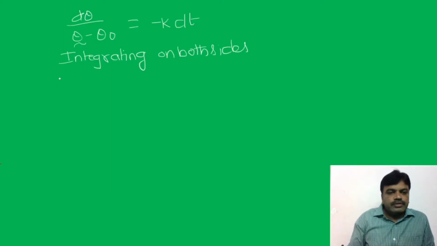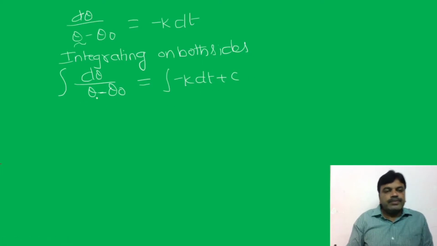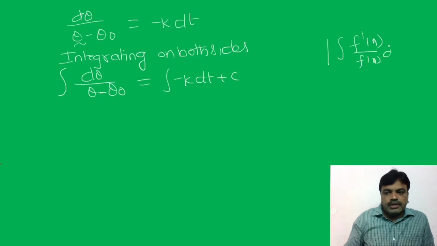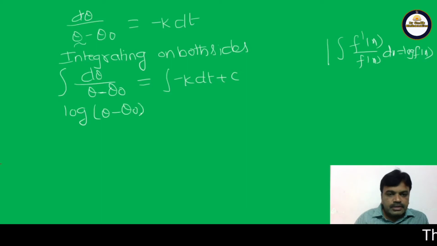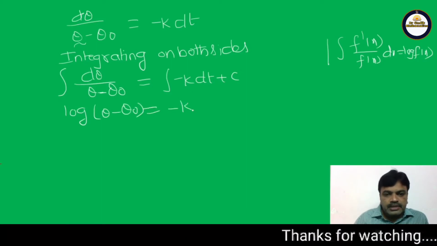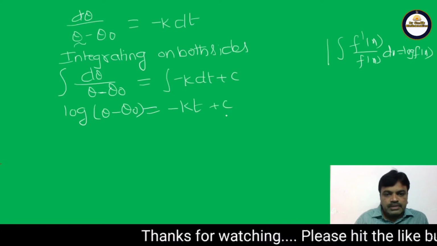Integrating on both sides, we get the integral of dθ by (θ − θ₀) equal to the integral of −k dt plus c. So already we have one formula, friends. What is the formula? The integral of f'(x) by f(x) dx is log f(x). Here the derivative of θ is 1, so this can be written as log of (θ − θ₀) equal to −k, a constant, times the integral of dt, which is t plus c.